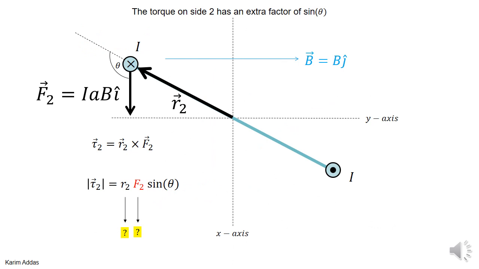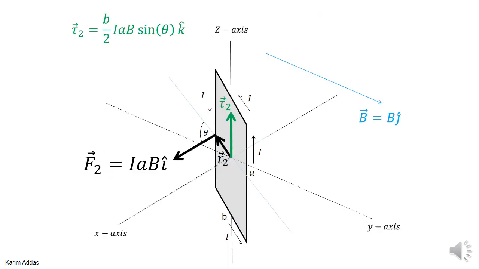But for the torque, if you look at the top view, when you get the R2 vector and then the F2 vector, let's get the magnitude of the torque. So it's R2 F2 sine theta. The theta is the angle between R2 and F2. Now the value of R2, this distance, is b over 2. The force is IAB. So substitute R2 and F2, and it gives you exactly the same value as we got before without rotation, except for the sine theta. What about the direction? Well, if you get R2 crossed into F2, you'll get a vector pointing in the k hat direction. So this is the summary for the torque on side number 2.